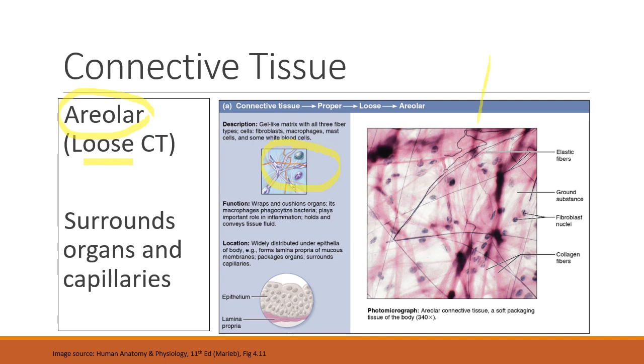And here's a microscopic view of it. You can see the different fibers and the different cells that are in there, but it's kind of like this loose, thin branching network. Areolar tissue generally surrounds organs and capillaries to give cushioning, and plays a little role in inflammation and some other things. Areolar connective tissue.